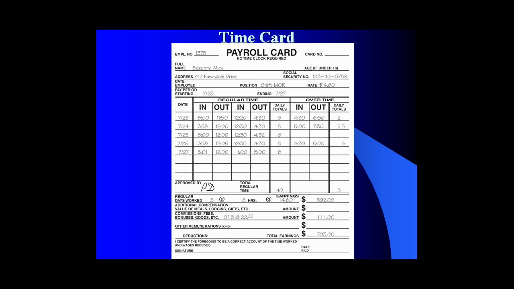Here's an example of a time card, and on a time card you'll see certain similarities. You should always see your name. You should see a social security number, and in this case you also see an employee number. You'll see the regular time, your time in and time out, and also your overtime, time in and out.